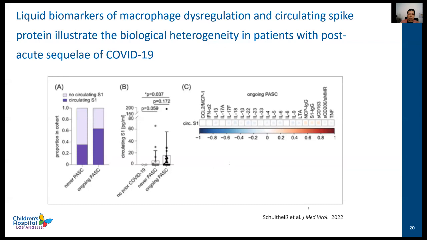They also found abnormalities of several circulating soluble factors. And again, they noted that the soluble protein, the circulating S1, was not directly correlated with any of these soluble factors. One of the interesting things they did note was the high circulating spike was also associated with a higher S1 IgG and NCP IgG, suggesting that there continues to be an immune stimulation and immune response that occurs in these patients.